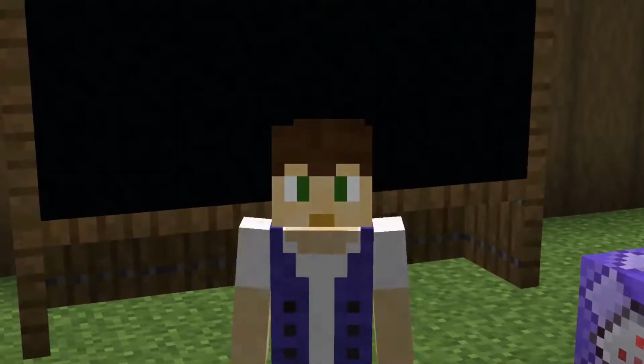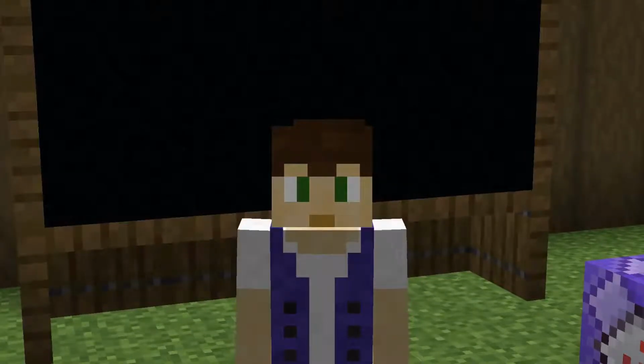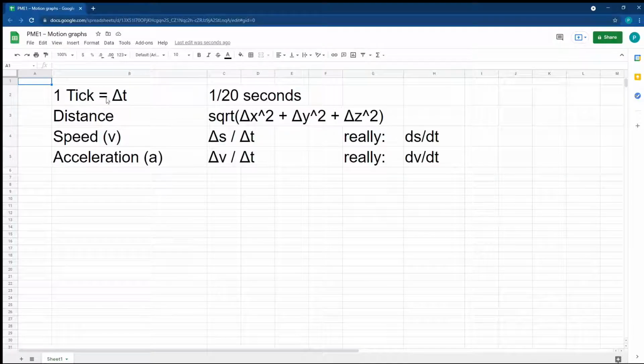Now that we have collected all the data, we can go into Google Spreadsheet and look at the graphs of the motions. First, some background. Minecraft runs in ticks. One tick is 1/20th of a second. It is the time that the game takes to recalculate all the values that it needs to. For our purposes, one tick, or 1/20th of a second, will be our delta t that we will use in our calculations.